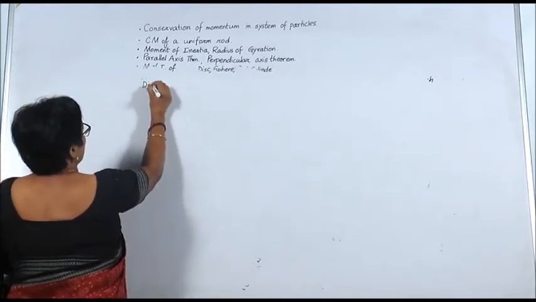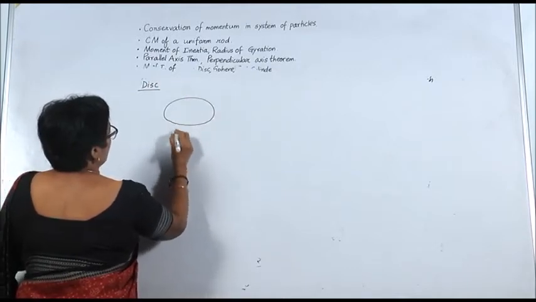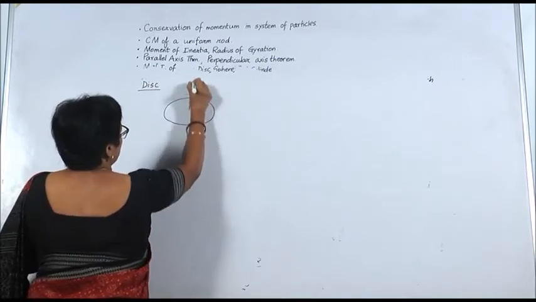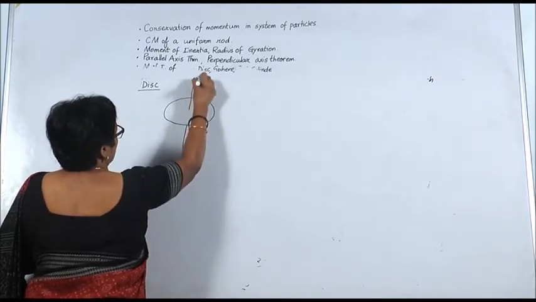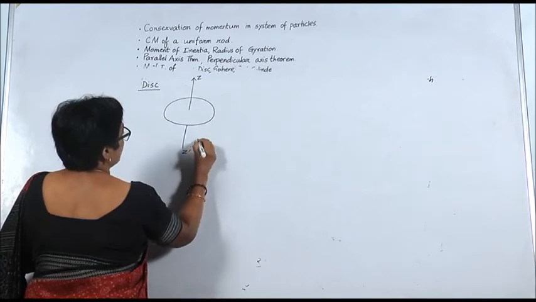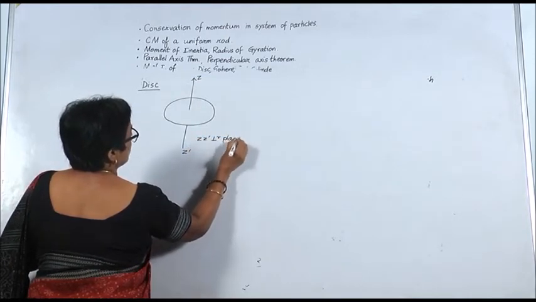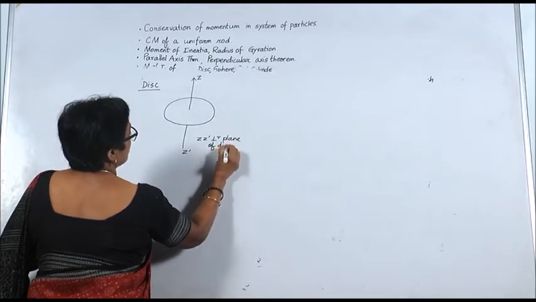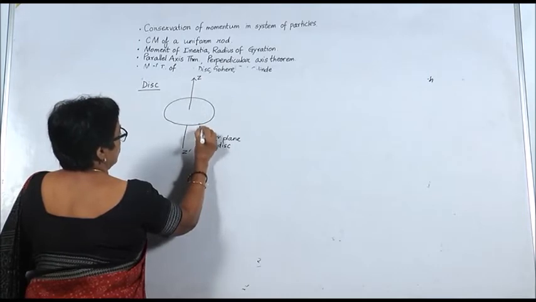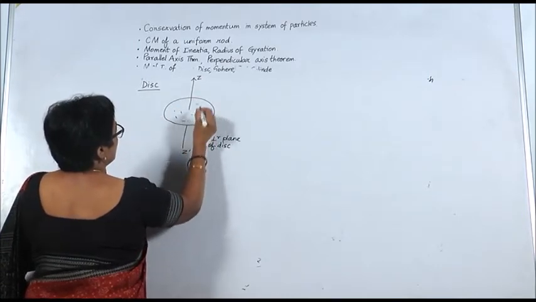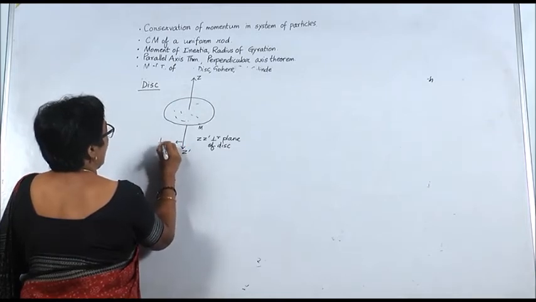For the disc, the moment of inertia about this axis, the axis perpendicular to its plane. See, from the diagram, you should say z dash is perpendicular to the plane of the disc. In all these cases I will be taking that. And its mass is m. So if the mass of this disc is m, about this axis the moment of inertia is half mr square.